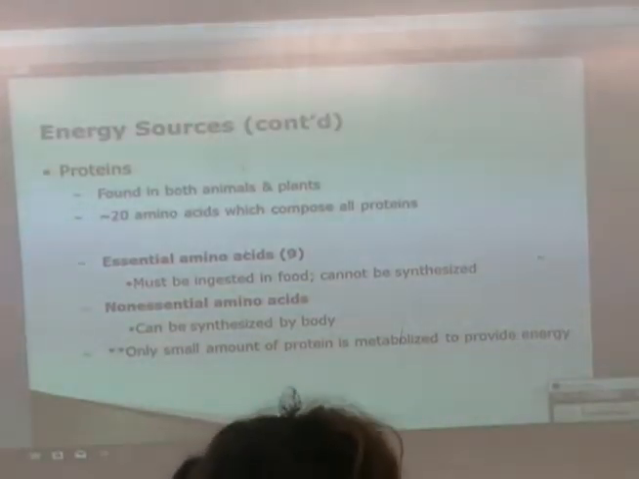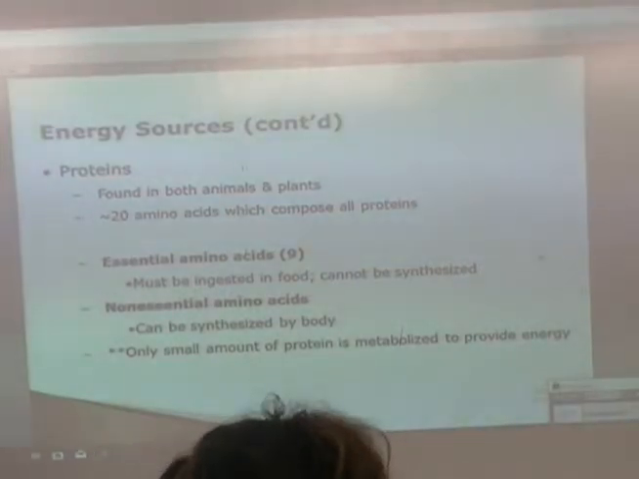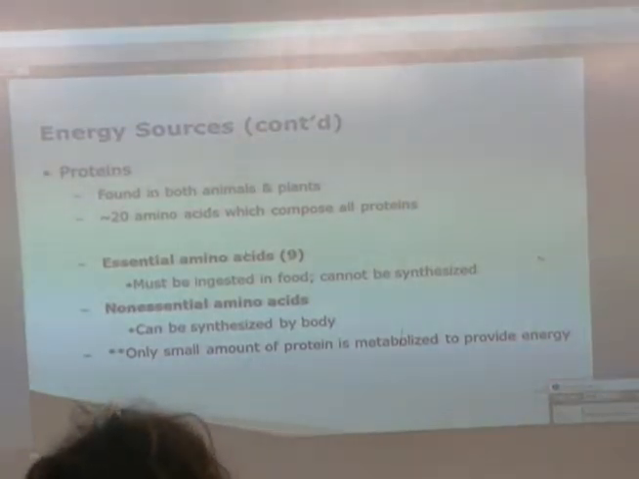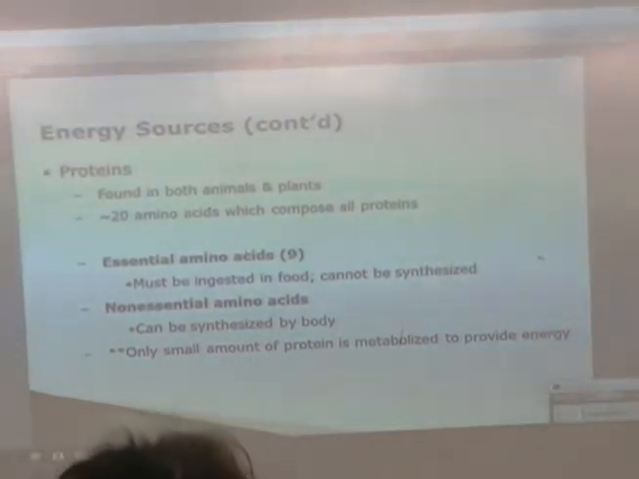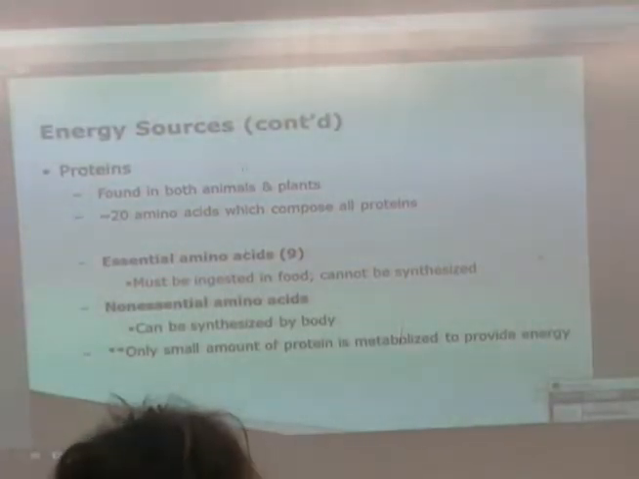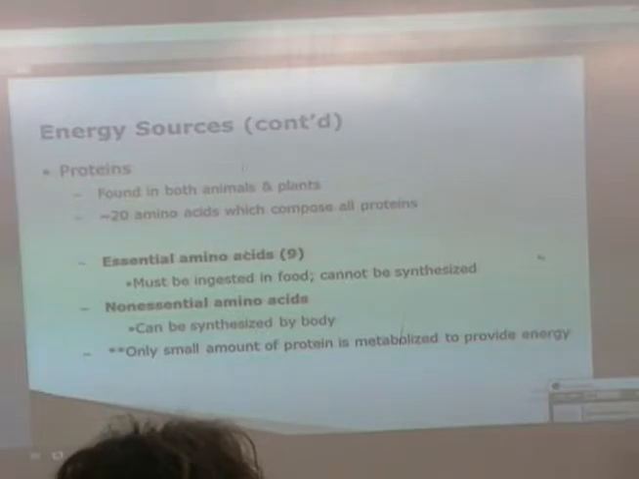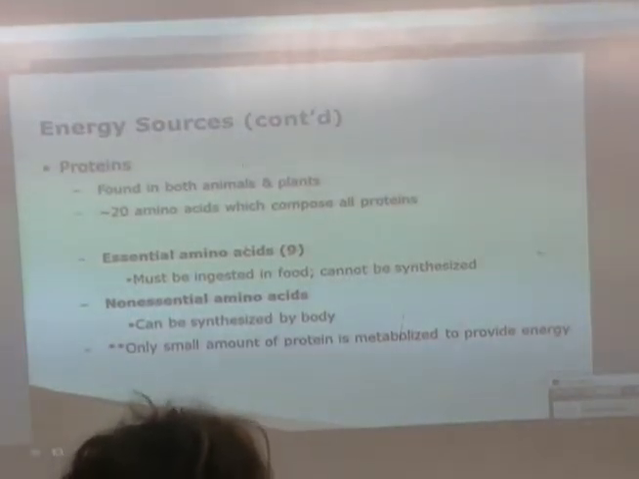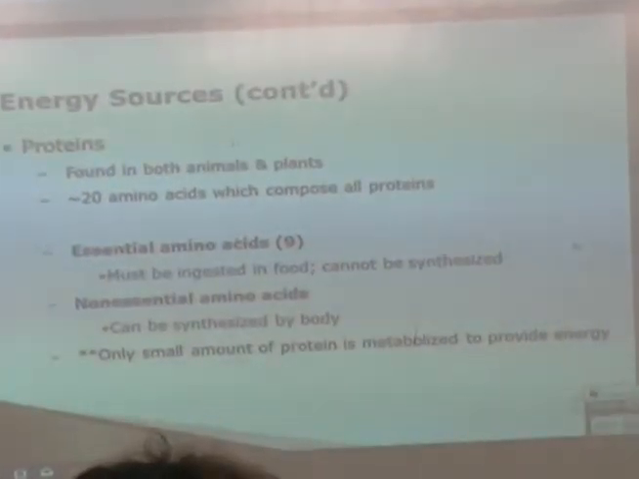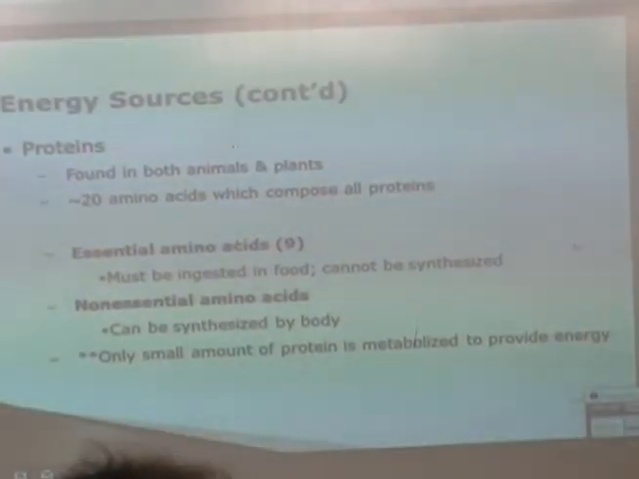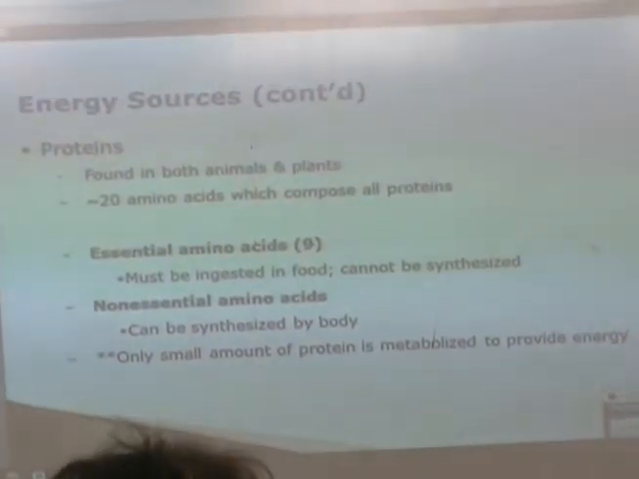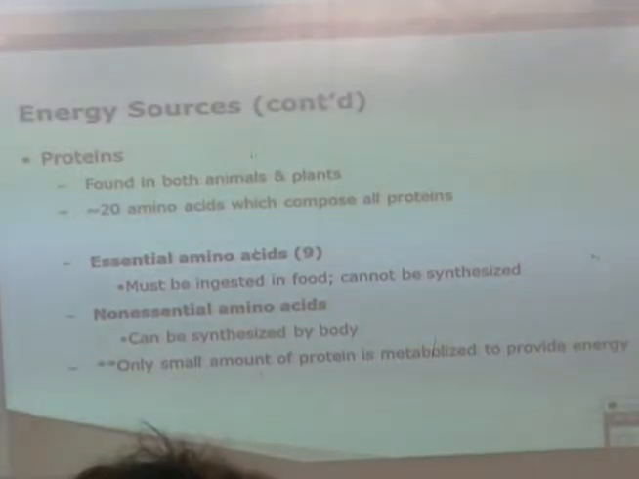So, carbs, fats. Energy source number 3, protein. In little letters with exclamation marks around, right? We don't really use protein as an energy source. So we have to be a bit careful when we're talking about protein. We can use or gain protein in our diet from plants and from animals.